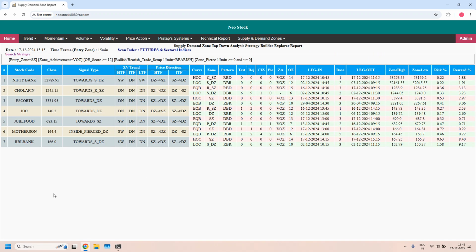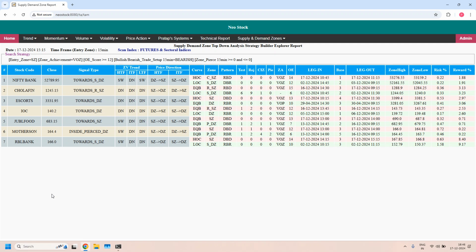Now let us filter the stocks. We got 7 stocks. These 7 stocks are supporting the bearish trade setup for daily income trade, and entry zones are 15 minute supply zones. Out of these 7 15 minute supply zones, there could be some high probability setup supported supply zones available. We need to filter them.